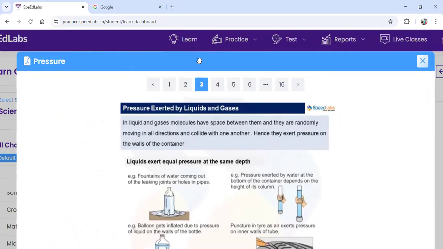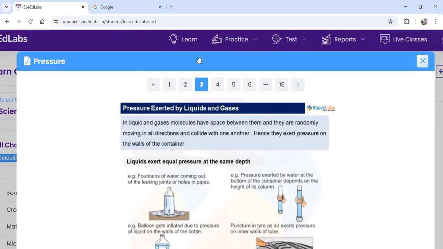In liquids and gases, molecules have space between them and they are randomly moving in all directions and colliding with one another. Hence, they exert pressure on the walls of the container, children. Yes, because of the random motion of the molecules of gases, they will exert a pressure on the walls. The liquid exerts equal pressure at the same depth, children.